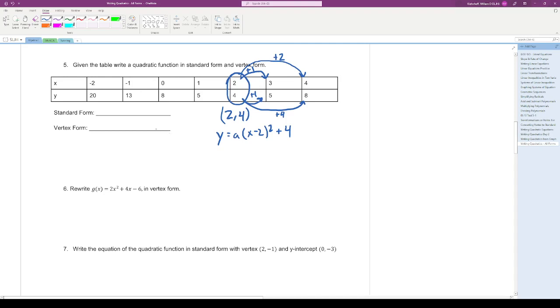Okay, so now we're going to look at our vertex form equation as y equals 1 times x minus 2 squared plus 4. And then we can expand that out to do y equals x squared minus 4x plus 4 plus another 4, so plus 8.